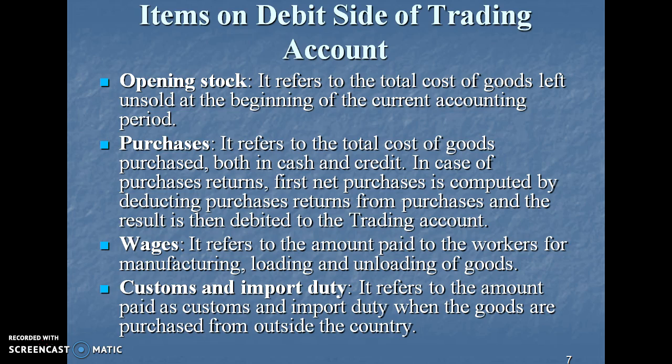Next is wages. It refers to the amount paid to the workers for manufacturing, loading and unloading of the goods. Custom and import duty. It refers to the amount paid as custom and import duty when the goods are purchased from outside the country.